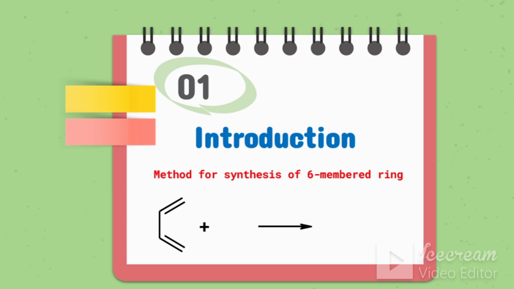General reaction: 1,3-butadiene plus ethene to form cyclohexene. See that in this reaction there is formation of a new pi bond and formation of new sigma bonds here and here.